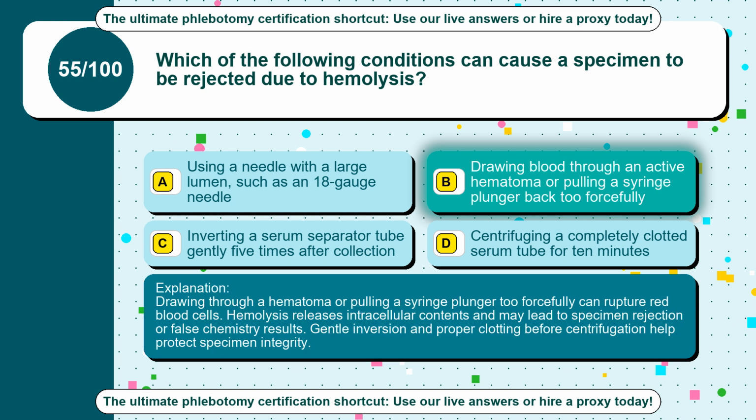Drawing through a hematoma or pulling a syringe plunger too forcefully can rupture red blood cells. Hemolysis releases intracellular contents and may lead to specimen rejection or false chemistry results. Gentle inversion and proper clotting before centrifugation help protect specimen integrity.